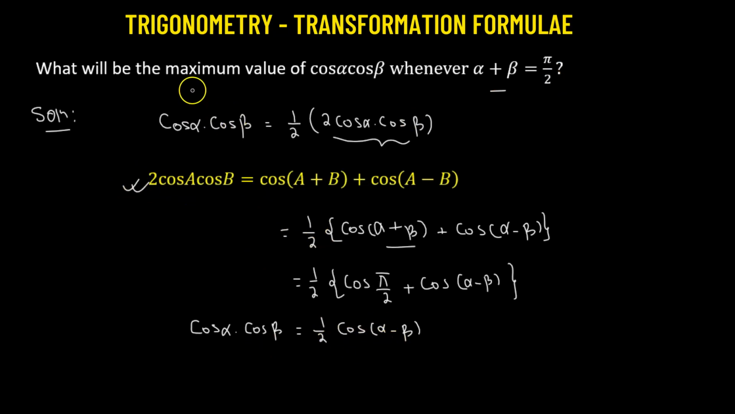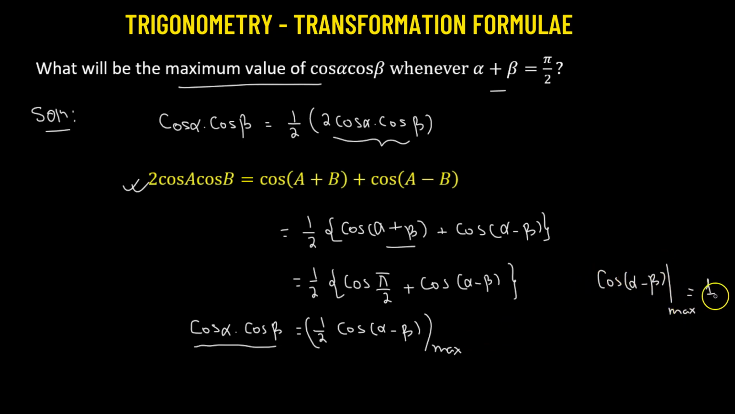But the question here is asking what is the maximum value. Now we know that we have to find the maximum value of this function. To maximize this, we have to maximize this particular value. Now we know that the maximum value of a cosine function goes up to 1. This means that cosine of alpha minus beta, at its maximum value, is going to be equal to 1.